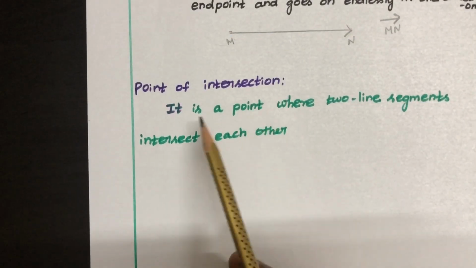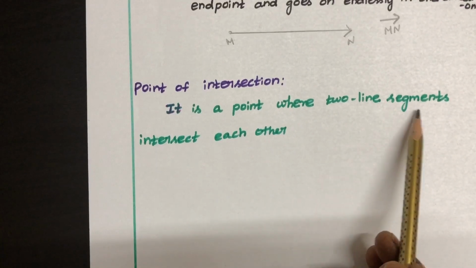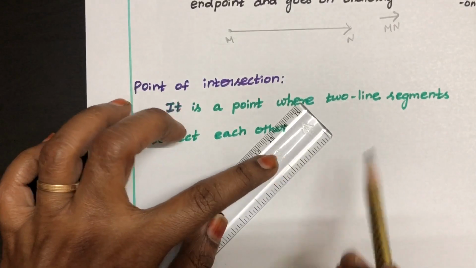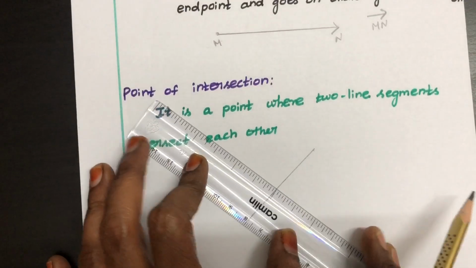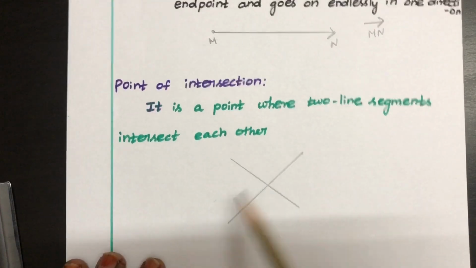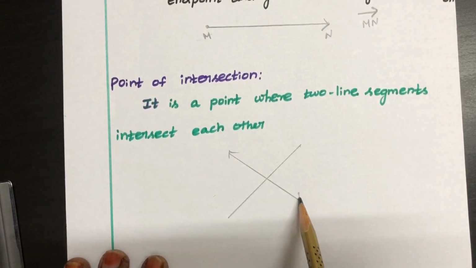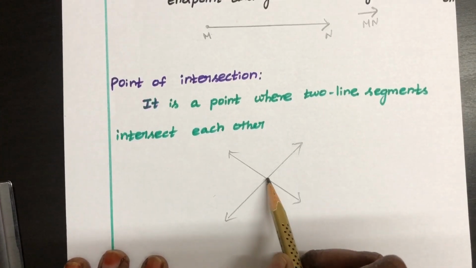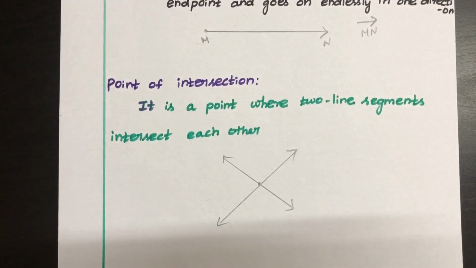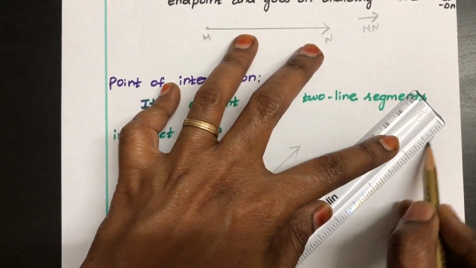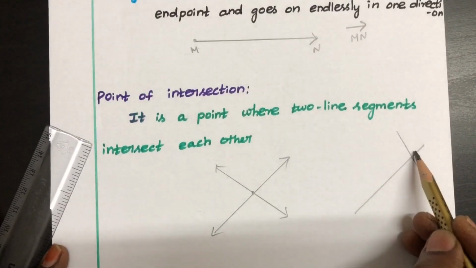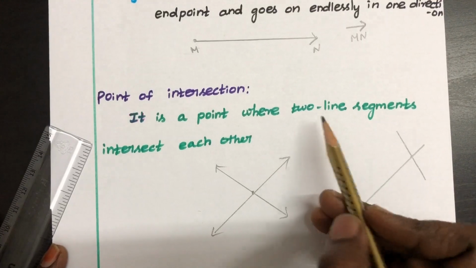Point of intersection. It is a point where two line segments intersect each other. That is called the point of intersection. See, this is a line. This is also a line. They intersect, that means they cut each other. The point formed here is called the point of intersection. It need not always be a cross. It may be small like this also. This is also a point of intersection. It may be any case.